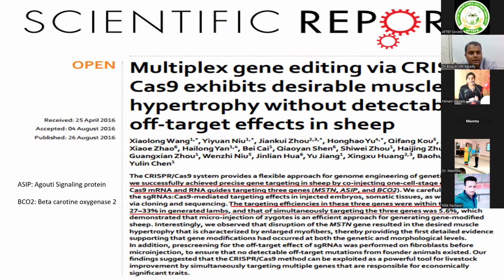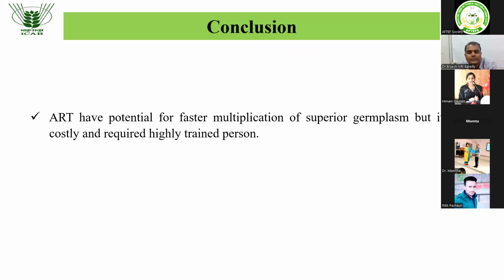So our conclusion is that ART has potential for faster multiplication of superior germplasm, but it is costly and requires highly trained persons. Thank you.